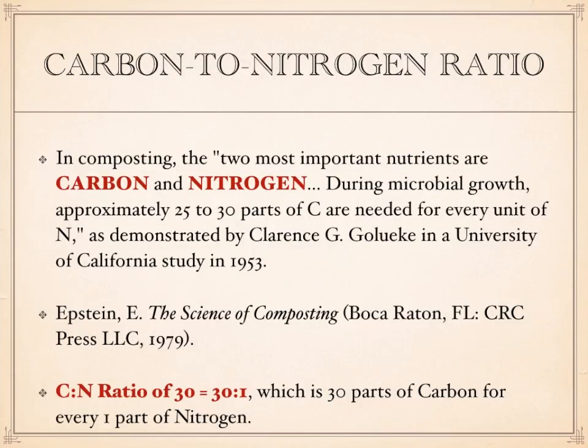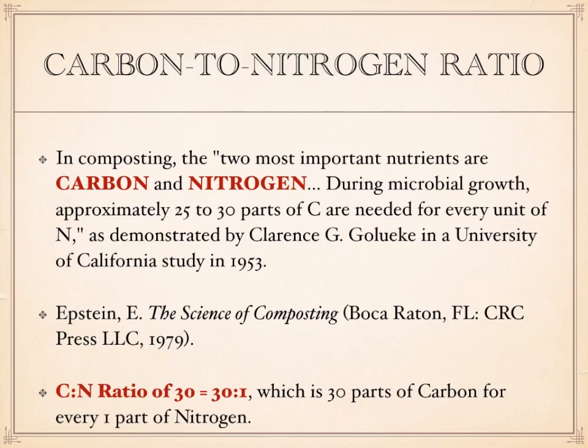What is the carbon to nitrogen ratio? In composting, the two most important nutrients are carbon and nitrogen. During microbial growth, approximately 25 to 30 parts of carbon are needed for every unit of nitrogen, as demonstrated by Clarence G. Golueke in a University of California study in 1953.